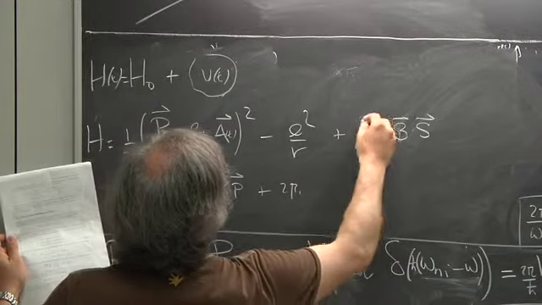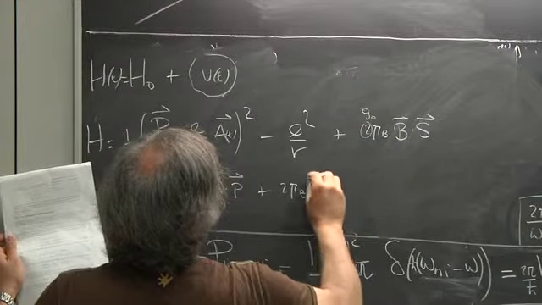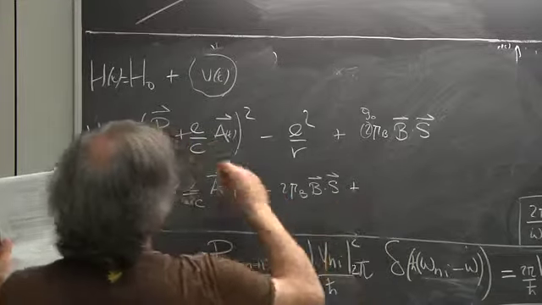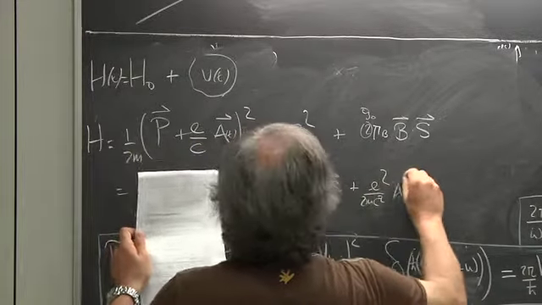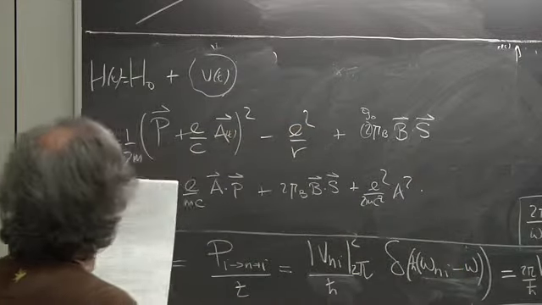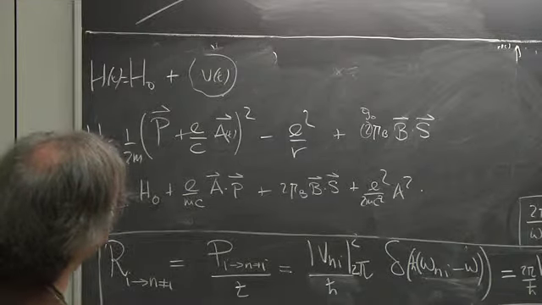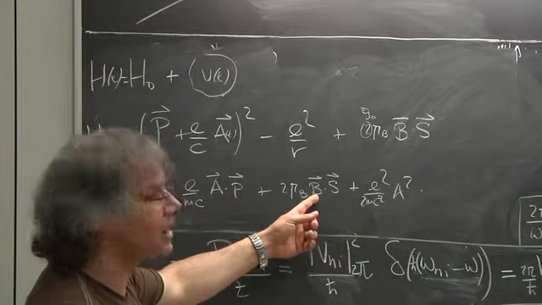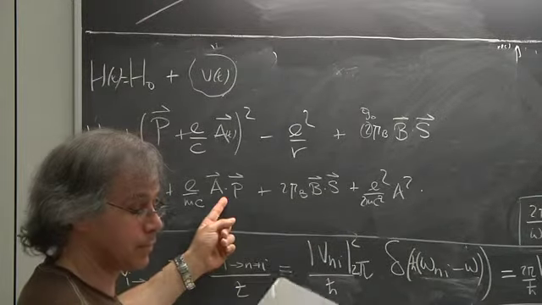This would be just G0, okay? I'm putting it to 2. 2 mu B B dot S plus the square of this, e squared over 2mc squared A squared. Now, first thing, I want to really get rid of a few terms. This term is in principle there, but you can easily estimate that it is much less than this, okay?